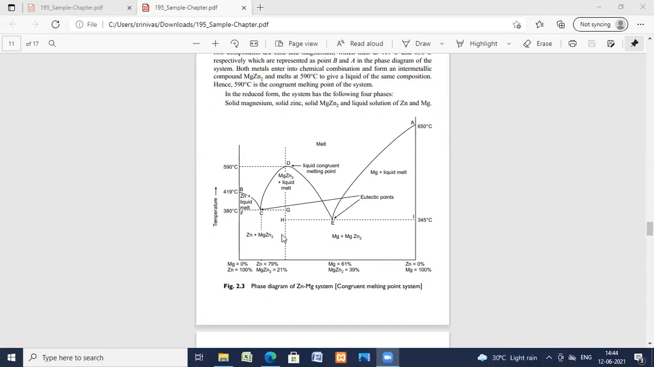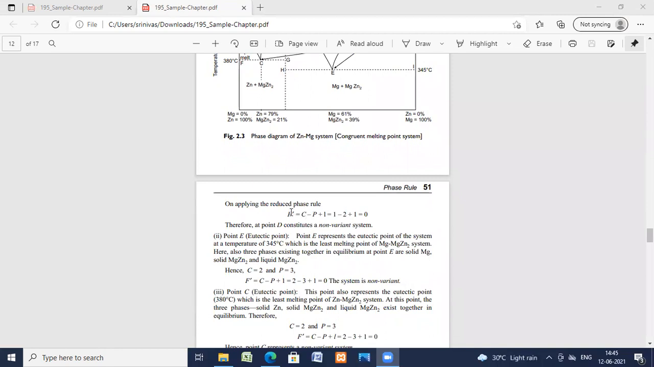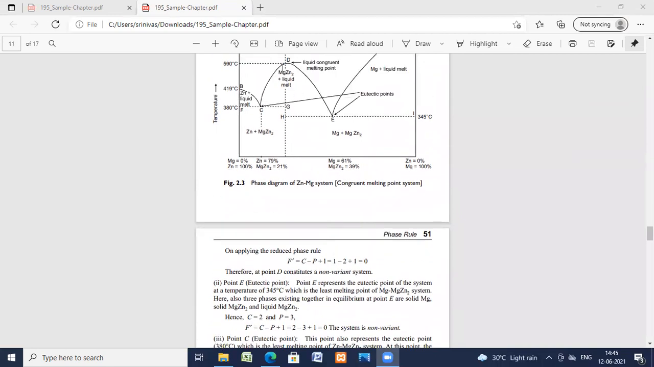Now I'm going to explain. We have to apply the reduced phase rule for this system. F prime is equal to C minus P plus 1. Actually, it is 2. There is no gaseous phase, so degrees of freedom is reduced by 1, plus 1. Now we'll see at point D, non-variant system. This is the congruent melting point D. At point D, it is a non-variant system.